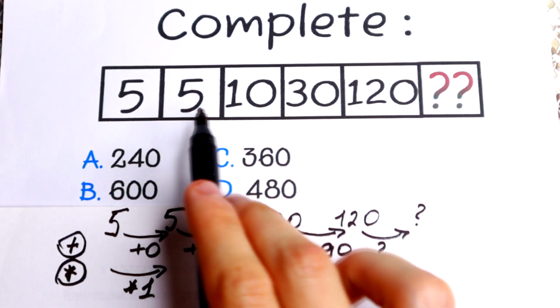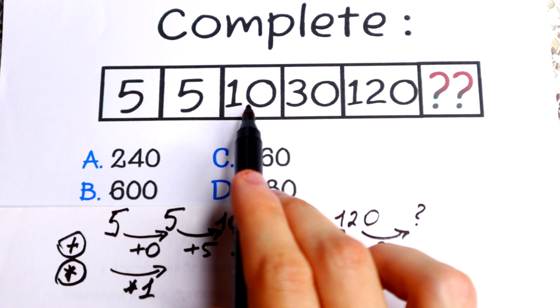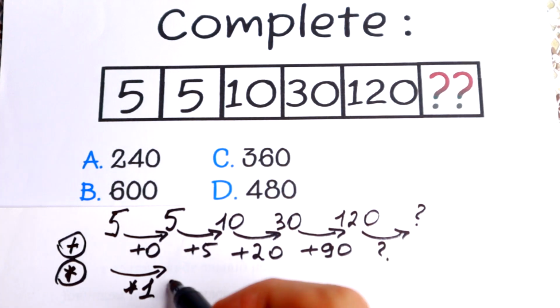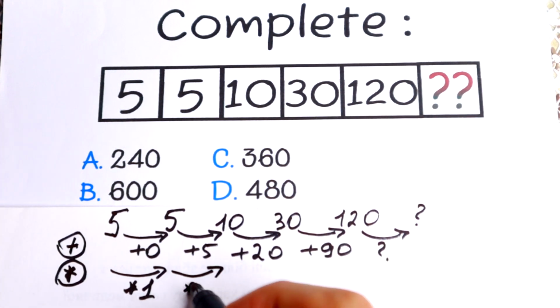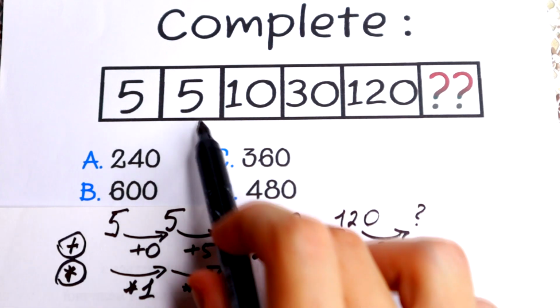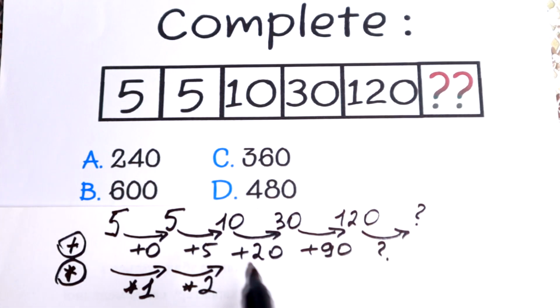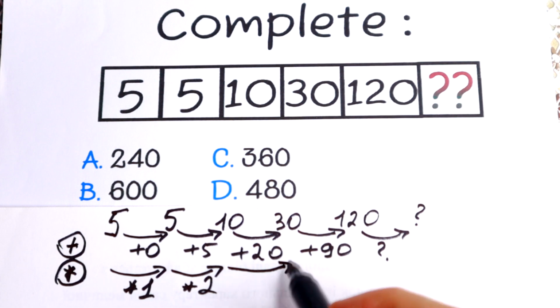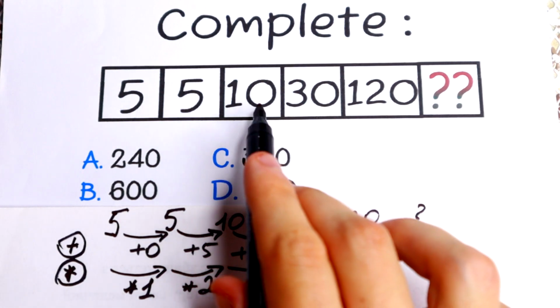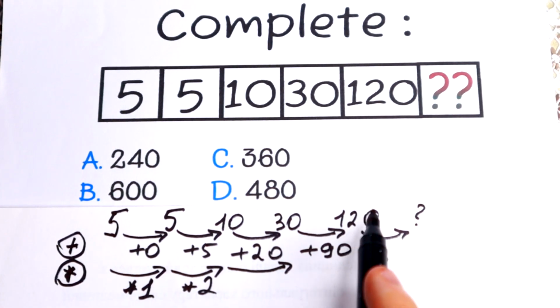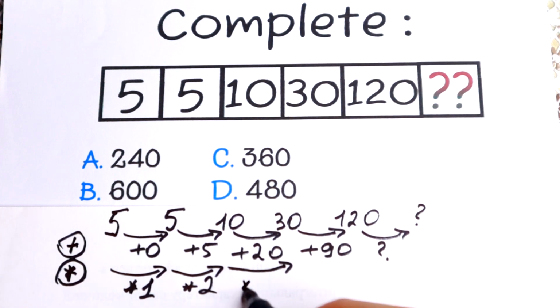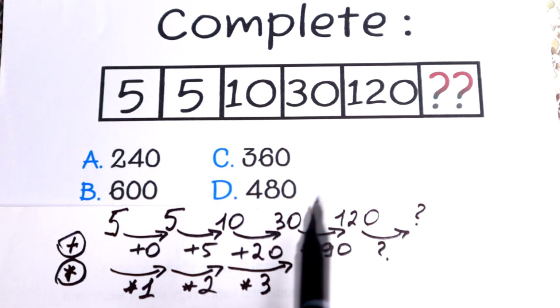And take a look next. If we multiply 5 by 2, we will have 10. So right here we need to multiply it by 2. This is the next step. So 5 times 2 will be 10. Okay, let's go next. What will we have? Right here we have 30 and right here 10. So if we multiply this 10 by 3, we will have 30. So multiplying by 3. 10 times 3 will be 30.